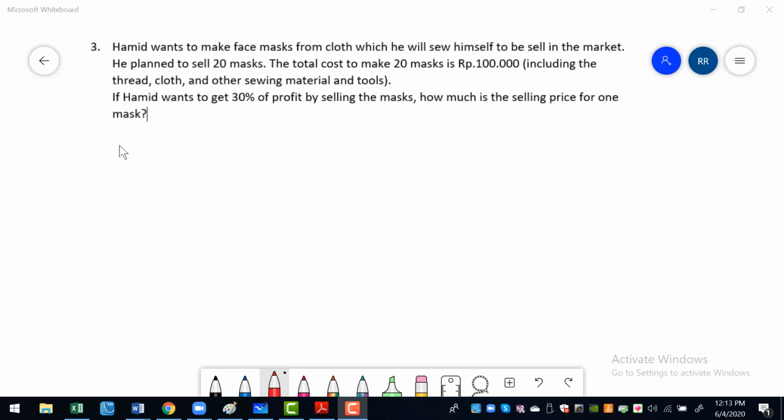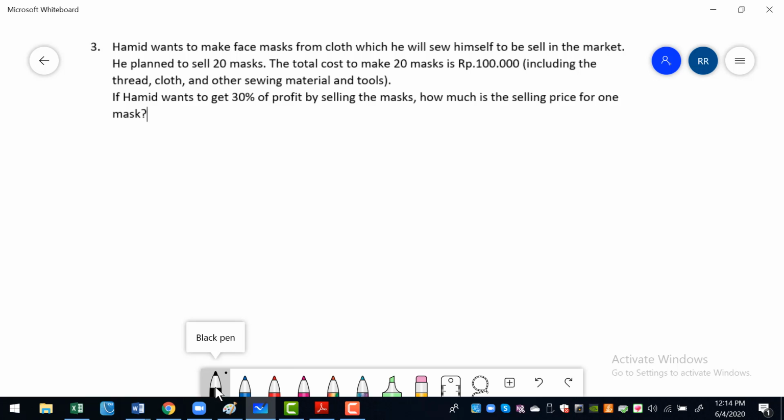The third example: Hamid wants to make face masks from cloth which he will sew himself to be sold in the market. He planned to sell 20 masks. The total cost to make 20 masks is 100,000 rupiah. It includes the thread, the cloth, and other sewing materials and tools. If Hamid wants to get 30% of profit by selling the masks, how much is the selling price for one mask? Okay, so we need to gather the information first and then write down what we know from the question. So we have the selling price, the production cost, and then the profit.